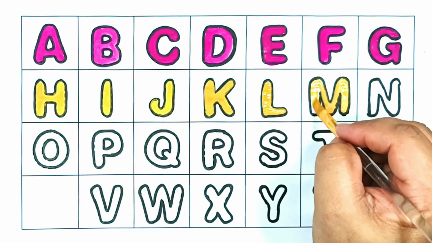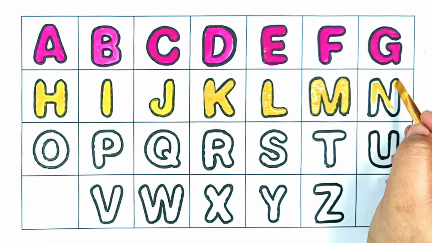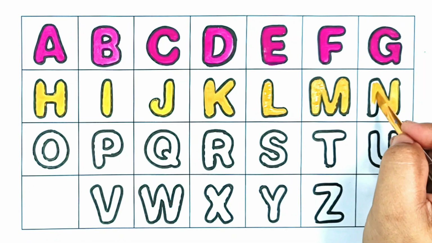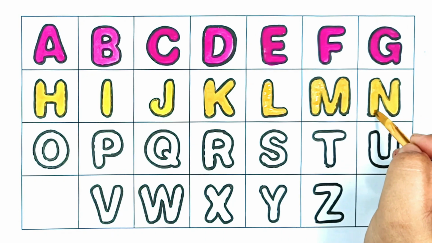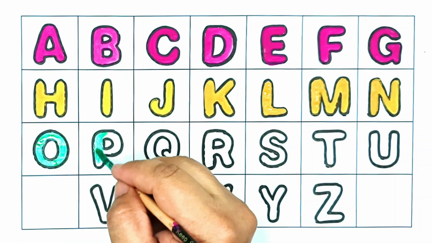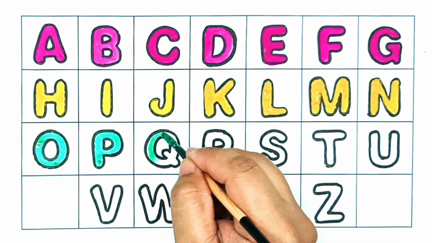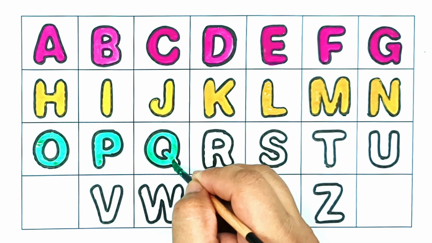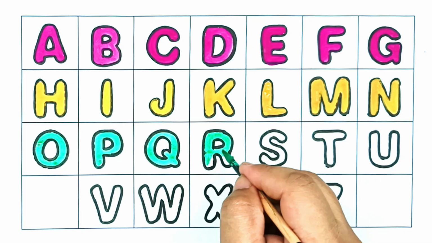M for man. M for man. N for net. N for net. O for onion. O for onion. P for pen. P for pen. Q for queen. Q for queen. R for ring. R for ring.